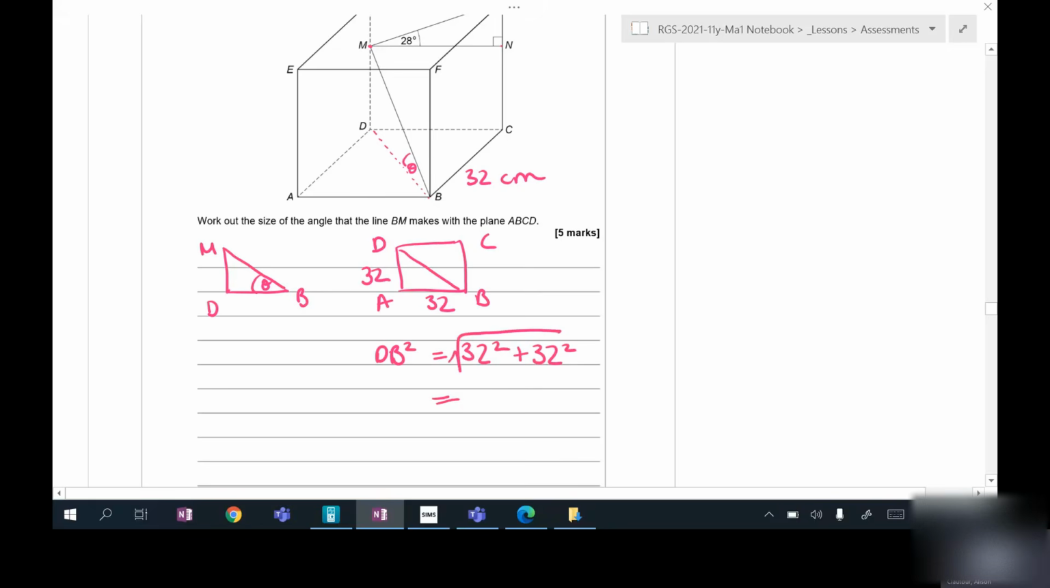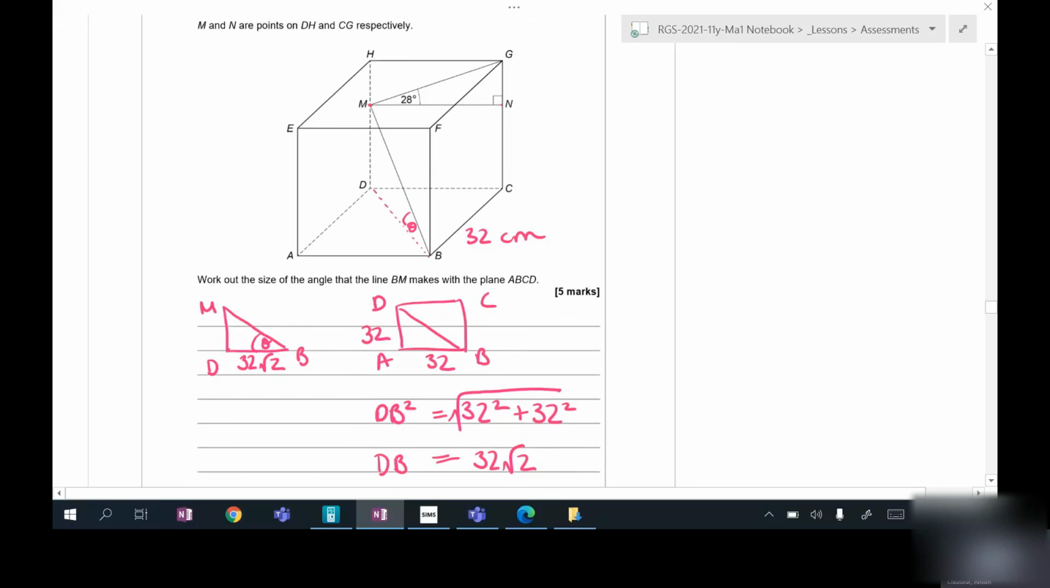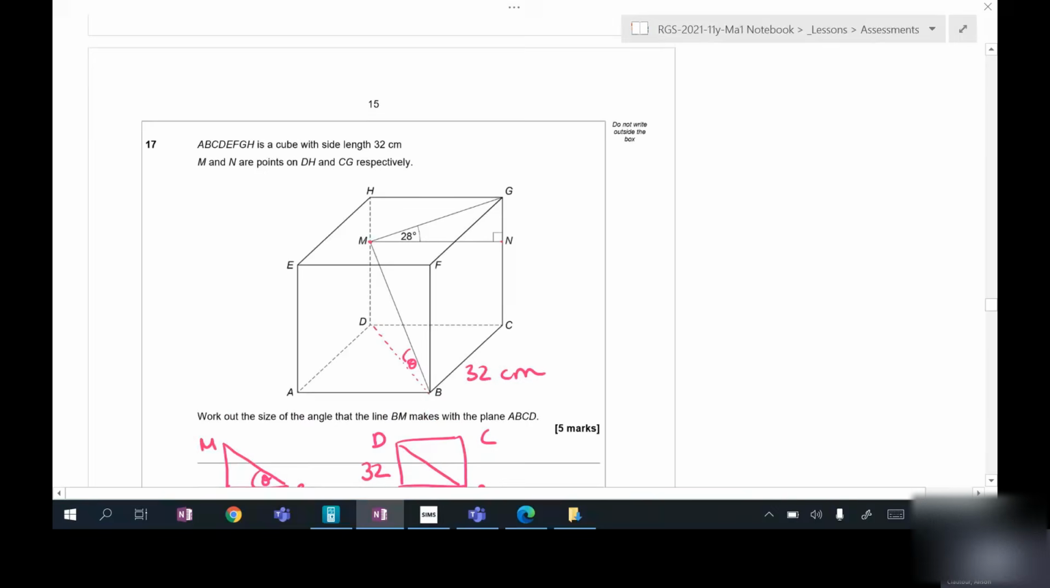So that gives me a value of 32 root 2, which I can then put in our original triangle. So this side DB is 32 root 2. Okay, and then I need to find another side in the triangle, so either MB or M to D. And I've obviously got this smaller triangle up here.